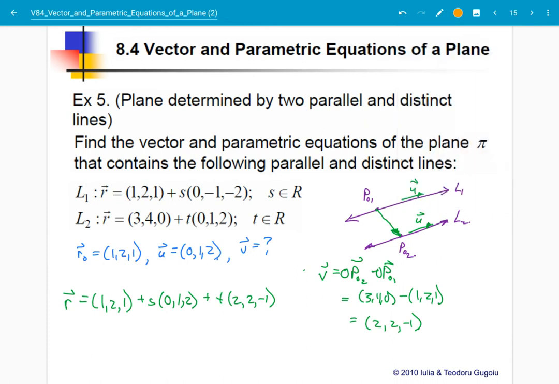Let's see. We did the vector equation, then went to parametrics too, so let's do that. x is 1 plus 2t, y is 2 plus s plus 2t, and z is 1 plus 2s minus t. So there's the vector, and here's the parametric.